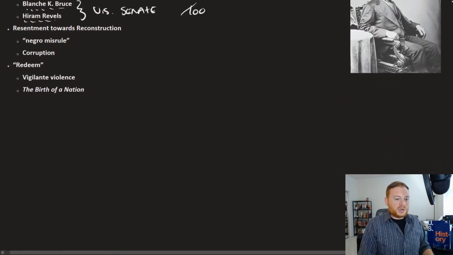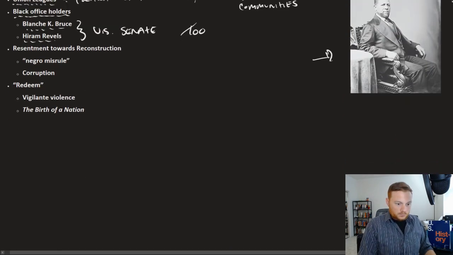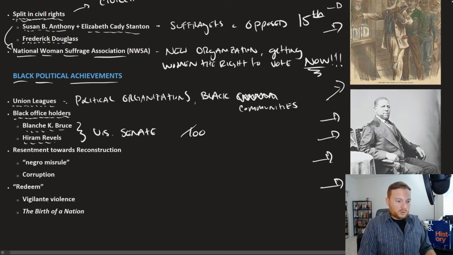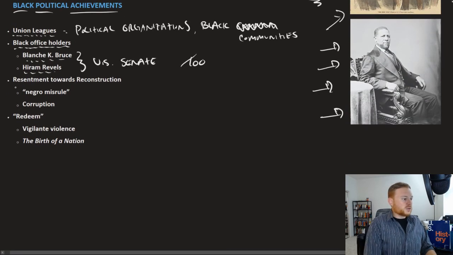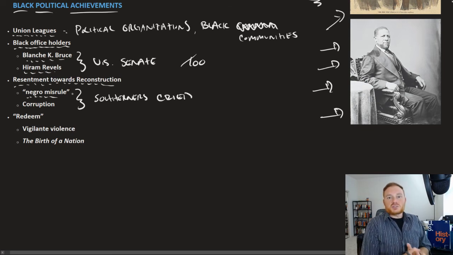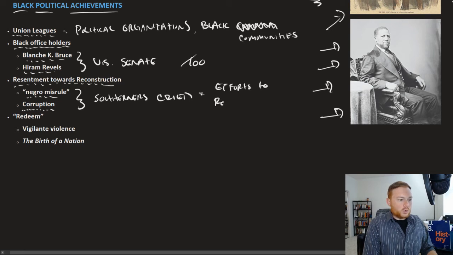However, these new political rights and these new political gains, this is actually a picture of Hiram Revels right here, created a great sense of resentment towards Reconstruction. Southerners decried the fact that now blacks were in power. They used this term Negro misrule to describe the situation in the South to their northern counterparts. They proclaimed that these new Reconstruction governments were corrupt, and these were efforts to roll back Reconstruction.